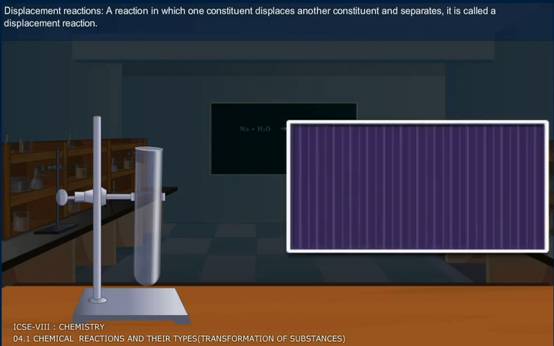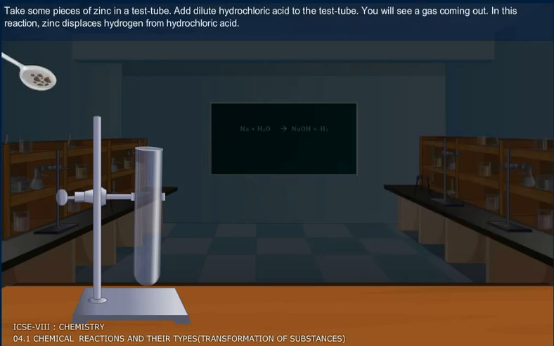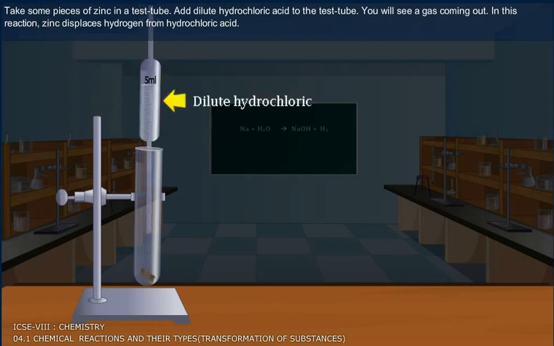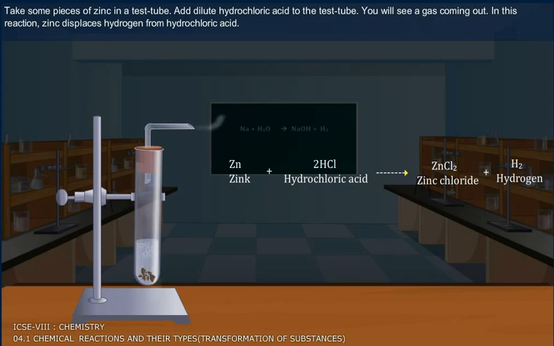Displacement reactions. A reaction in which one constituent displaces another constituent and separates is called a displacement reaction. Take some pieces of zinc in the test tube. Add dilute hydrochloric acid to the test tube. You will see a gas coming out. In this reaction, zinc displaces hydrogen from hydrochloric acid.